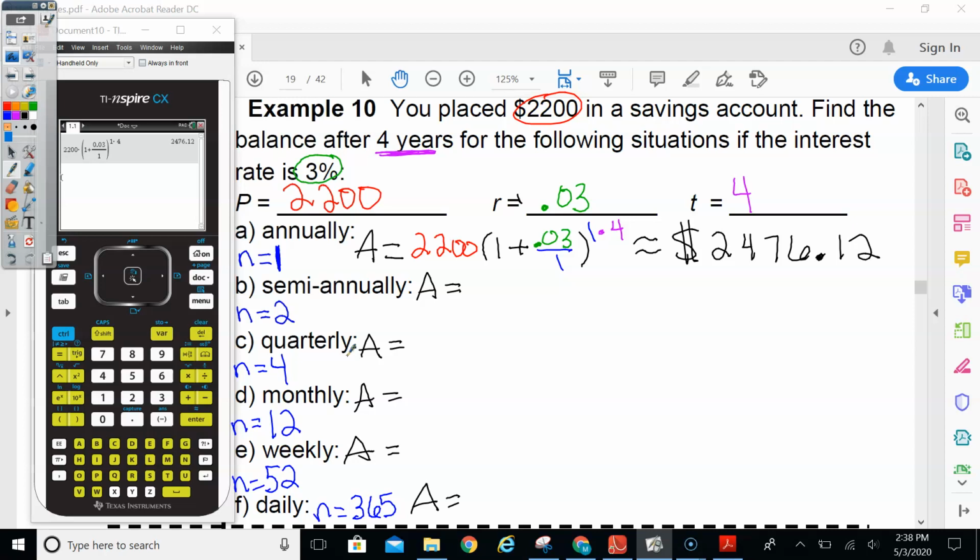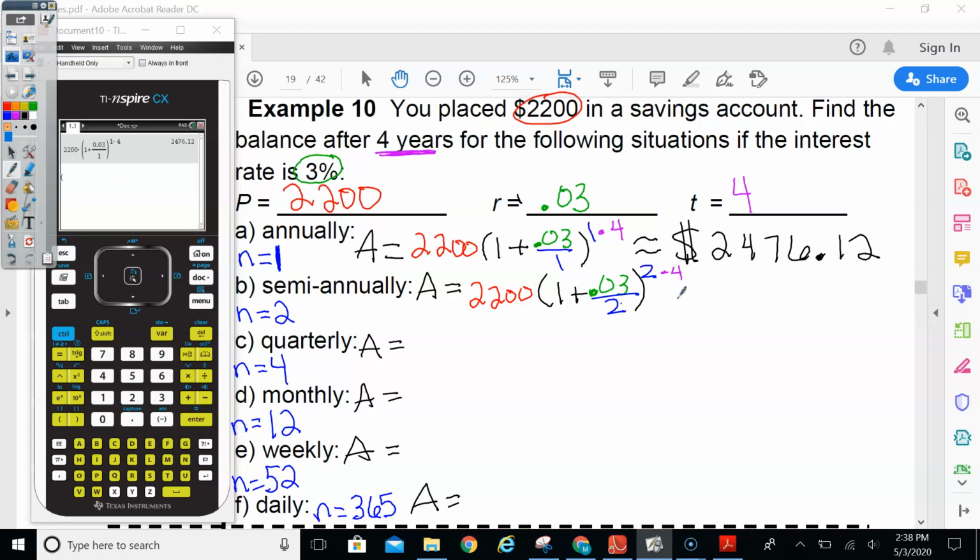Okay, so we're going to do the same thing for all of these values for semi-annually, quarterly, monthly, weekly, and daily. Okay, so I'll do one more in color, and then I'm just going to write the whole thing out. So here we're just going to do 2,200, that's our P, times 1 plus R is still the 0.03. Now this time we're going to divide it by 2, because semi-annually is twice a year, and we're going to raise it to the 2 times 4 power. So 2 times 4 is still the time.